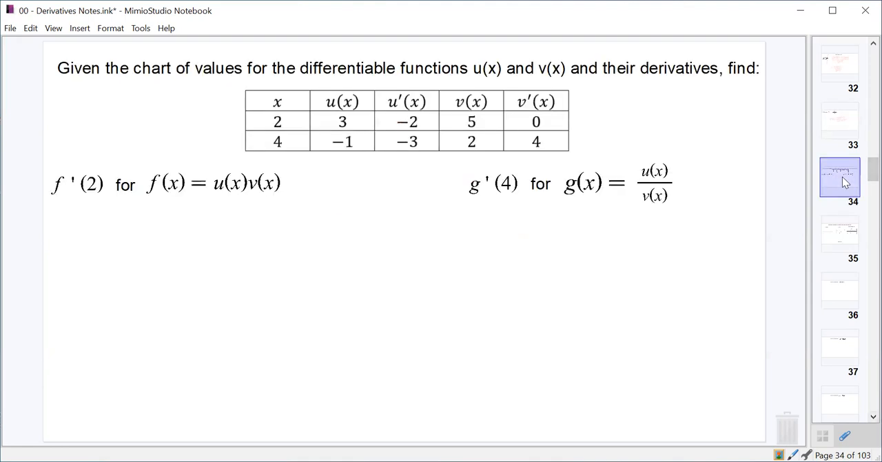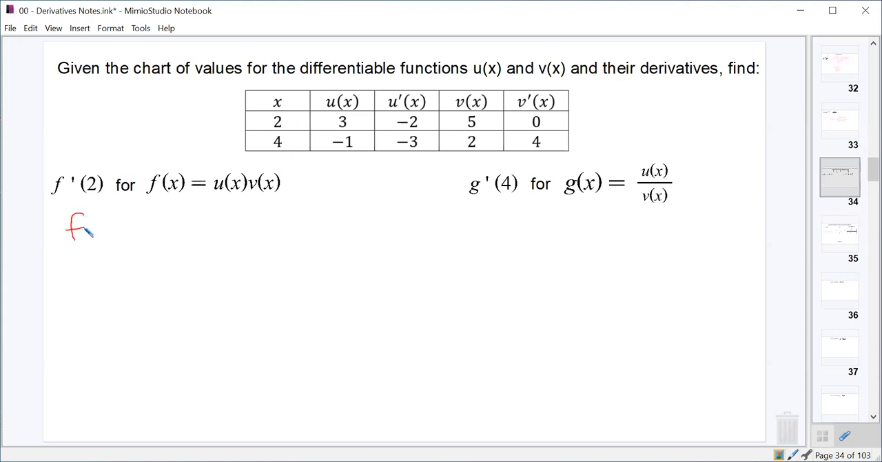Oftentimes on the AP test, they'll give you a little chart of values and then ask you to find f prime of some x value, given that f of x is either a product or a quotient of two different functions. And as we learn some more rules, we might see some other rule types thrown into these. So we'll use the product rule first for this one.